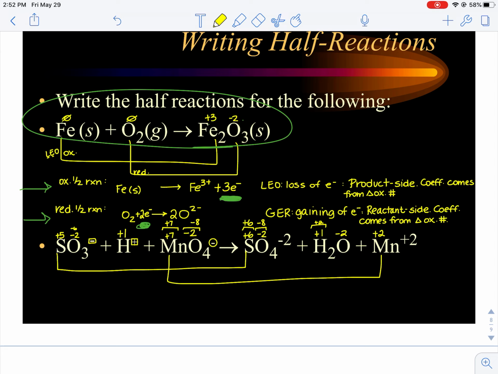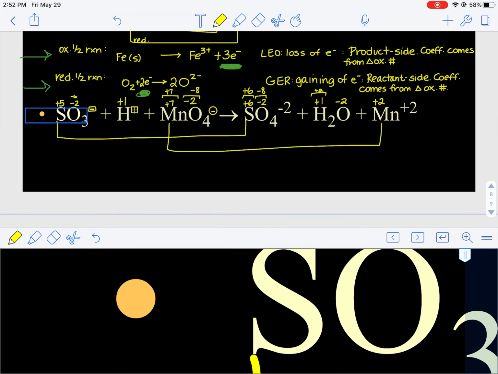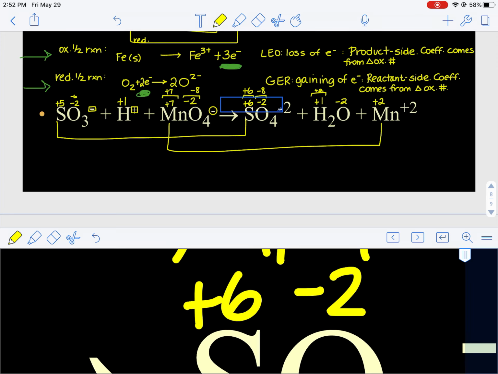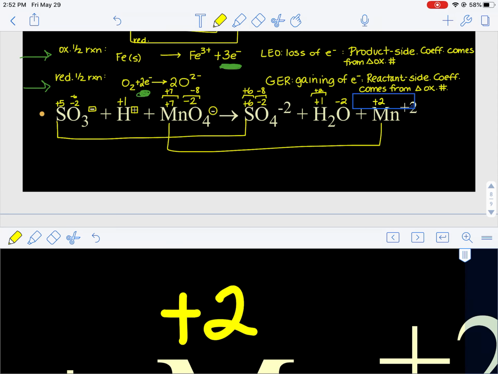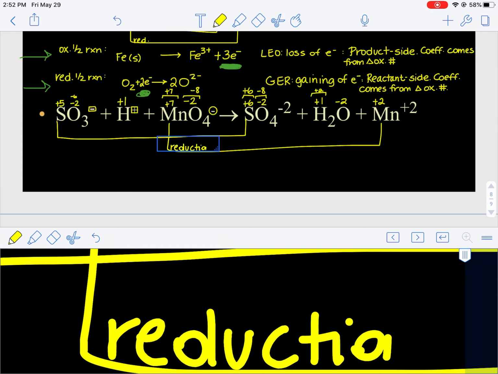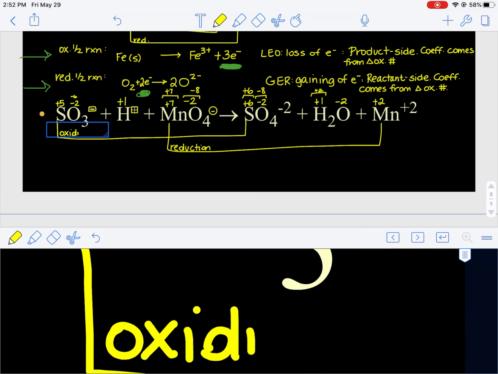All right, so now my go-to is I like to do the one that's reduced, because reduced means getting smaller. So when I look at what I've linked up, sulfur is plus 5 going to plus 6. That number is not getting smaller. Manganese, plus 7 to start, ending up plus 2, that is getting smaller. So I like to find my reduction reaction first. Once you find your reduction, you know the other one.